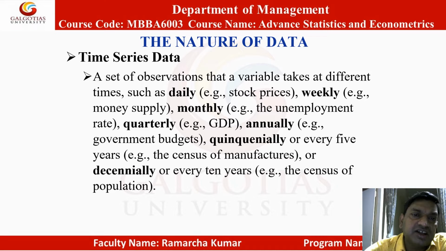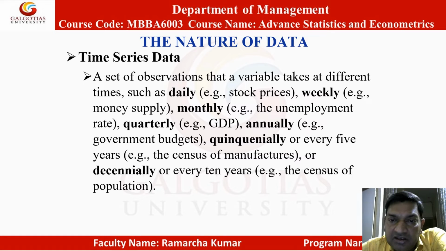Now the nature of the data. Time series data is one type of data, a set of observations that a variable takes at different times, such as daily, for example stock prices, weekly, money supply, monthly, an example is the unemployment rate, quarterly, an example is GDP, annually, an example is government budgets. Quinquennially, or every 5 years, the census of manufacturers, or decennially, or every 10 years, the census of the population. These are some examples of time series data where we have one variable taking different values at different times, and the time is fixed, that is the duration is fixed: daily, weekly, monthly, quarterly.